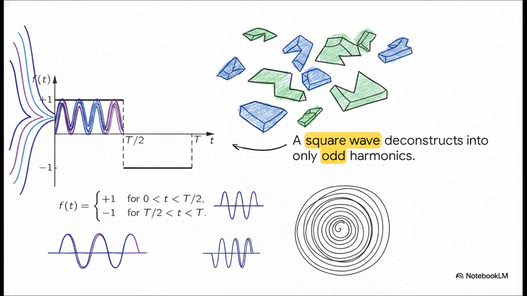And the crazy thing is, this math works flawlessly, even on really bizarre jagged shapes. Take a look at this rigid square wave. It violently jumps from +1 to -1. But using Fourier's math, it deconstructs neatly into an infinite series of oddly proportioned harmonics. To get specific, it uses only the odd harmonics, like the first, third, fifth, and so on, and their amplitudes get smaller in exact inverse proportion to their frequencies.